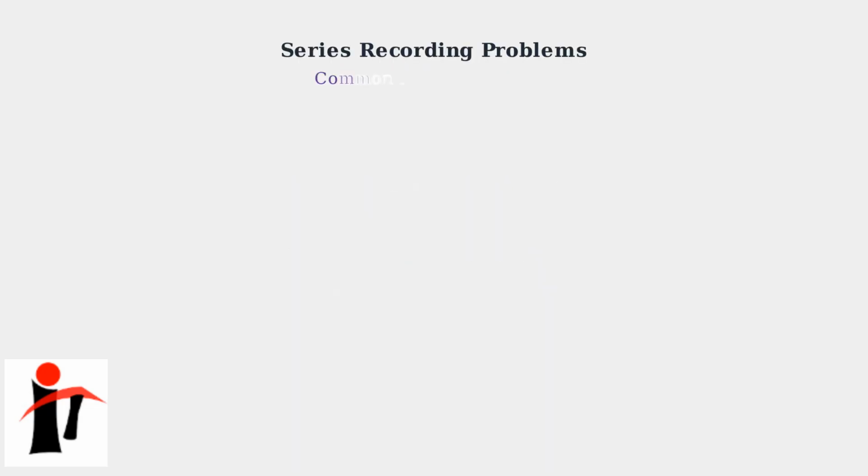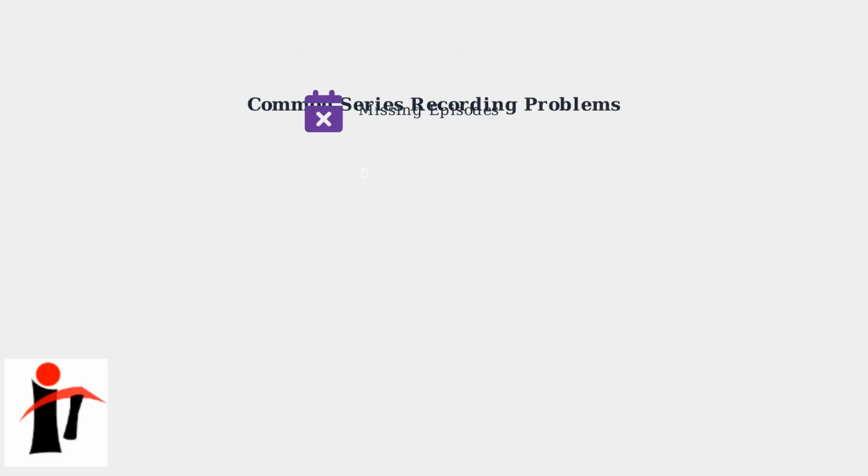Series recordings can be frustrating when they don't work properly. Today, we'll explore the most common series recording problems and their solutions. The three most common series recording problems are missing episodes from your favorite shows, duplicate recordings taking up unnecessary space, and incorrect episode selection where repeats are recorded instead of new episodes.